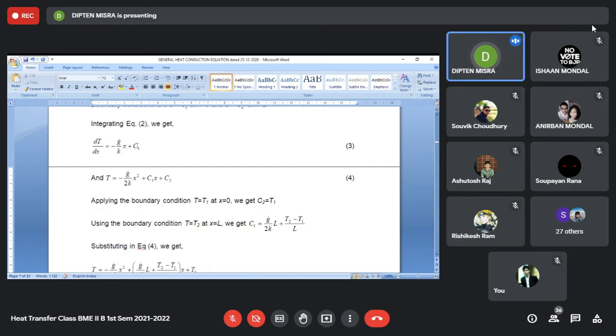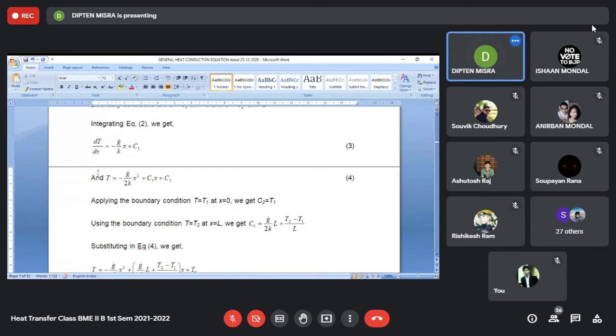And how do we get the heat flux? If we simply multiply minus k with the temperature gradient at a point, we get the heat flux at that point in the direction along which we are taking the temperature derivative. Now, because we are finding the temperature derivative along x, if we multiply that with minus k, we get the heat flux along x.